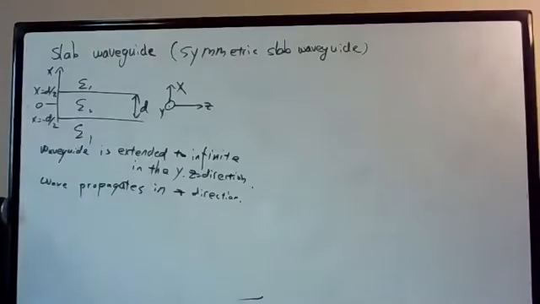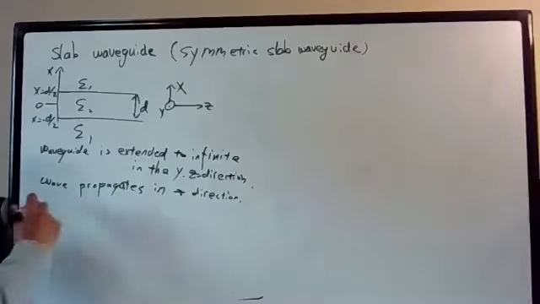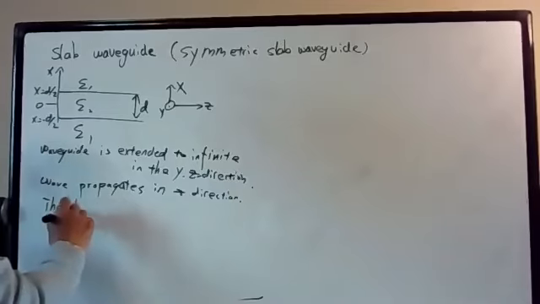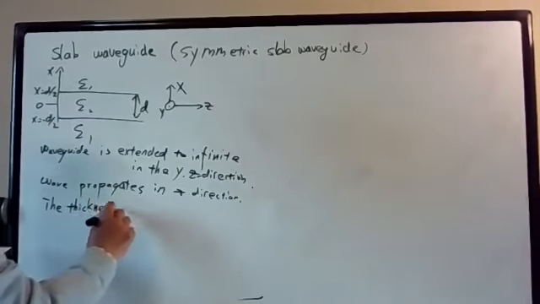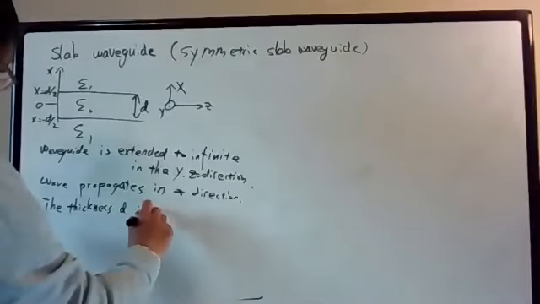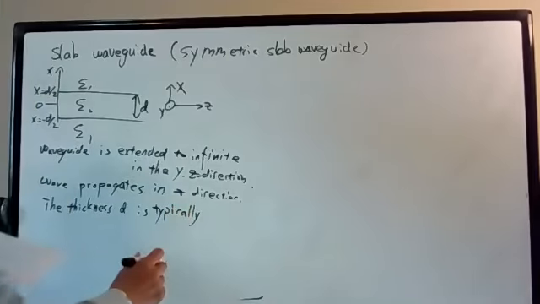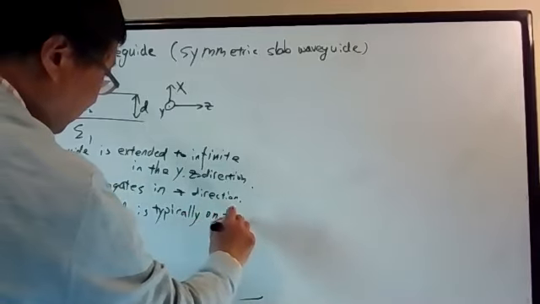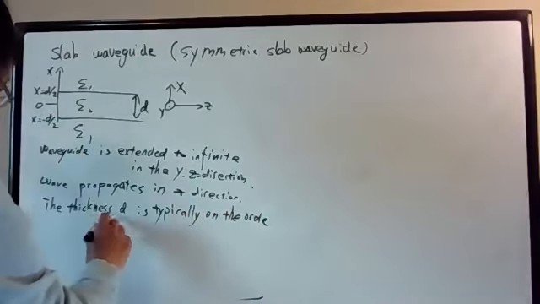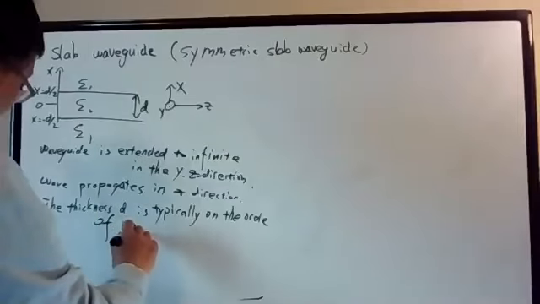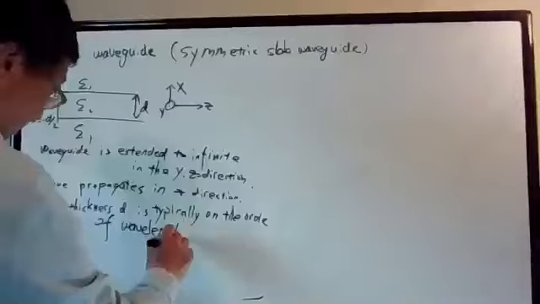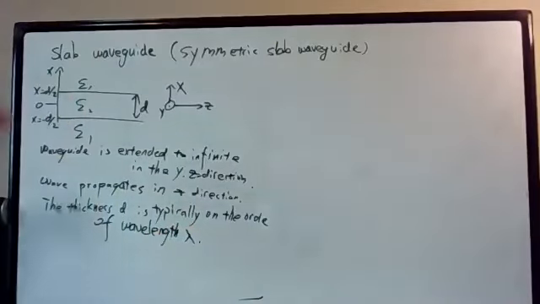And this thickness d, the thickness d is typically on the order of wavelengths lambda. So usually it's on the order of wavelengths, right? It could be half a wavelength, it could be 2 wavelengths, it could be 4 wavelengths, right?